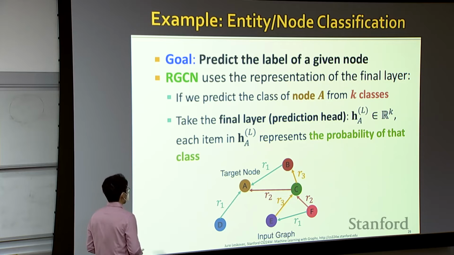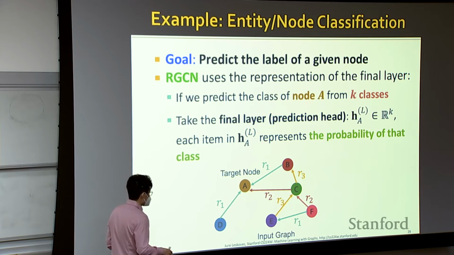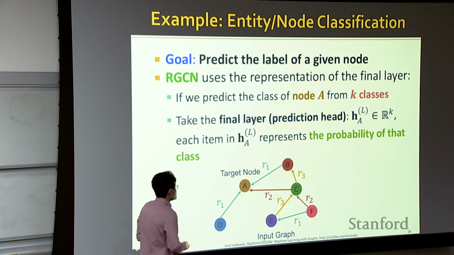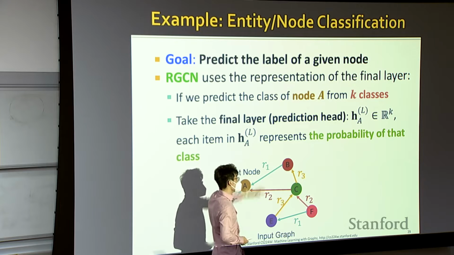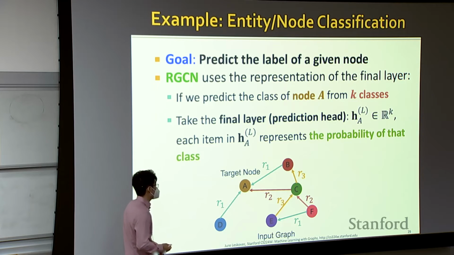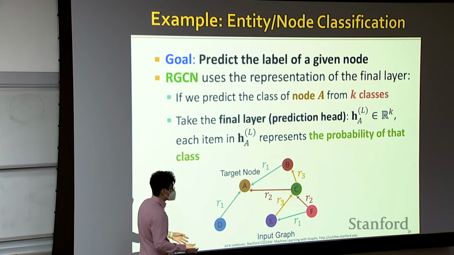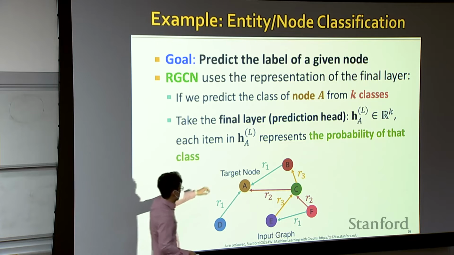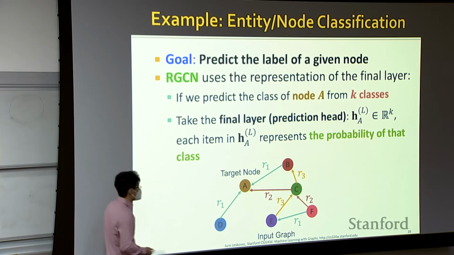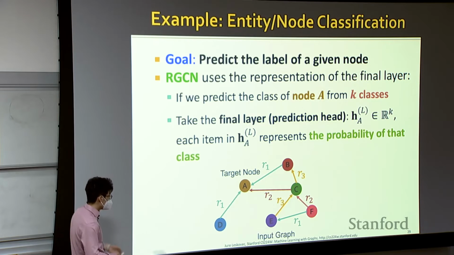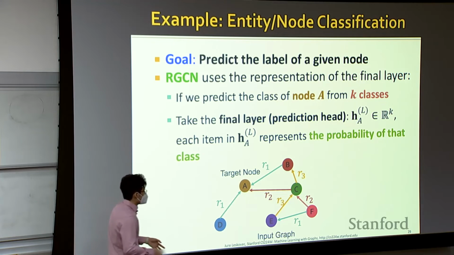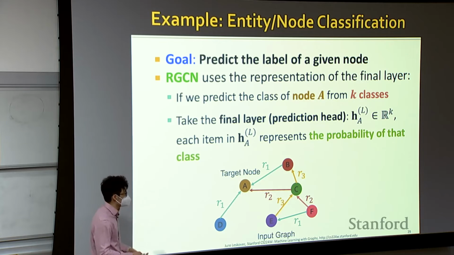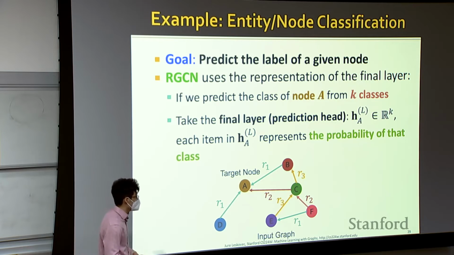So first, for node classification, the approach of applying RGCN is quite similar to what we have seen earlier. Let's say we want to predict node A, which has k different classes. Then we're still using RGCN to generate the embedding for this node A. So we have this vector for node A, h_A^(L), that represents the final layer of output for this node A. And then we compare our prediction with the ground truth and perform cross entropy backpropagation. So this is very standard. We have seen this in homogeneous graphs as well.